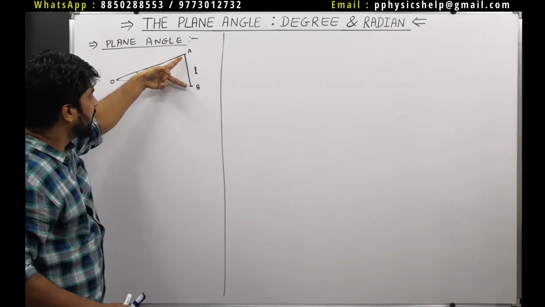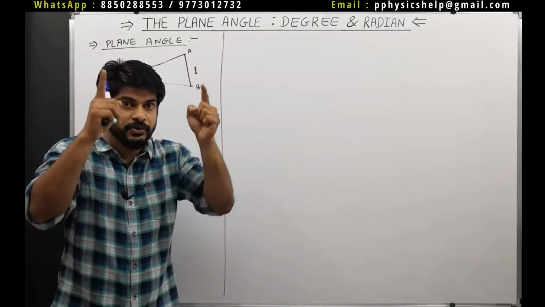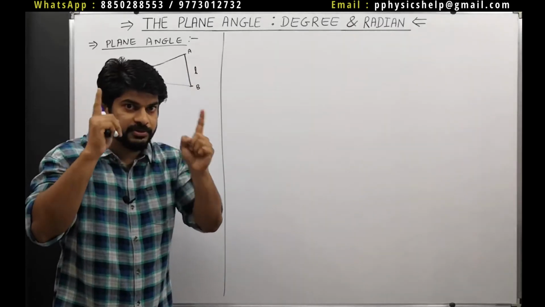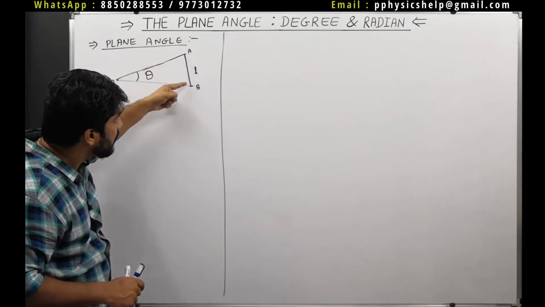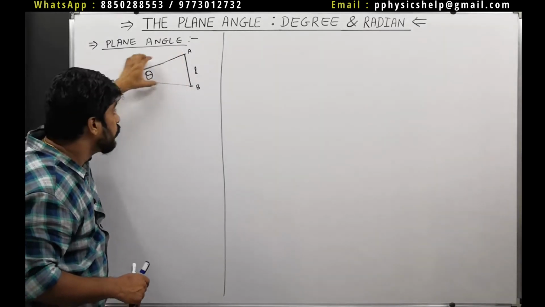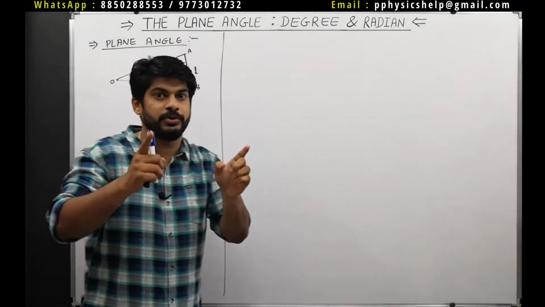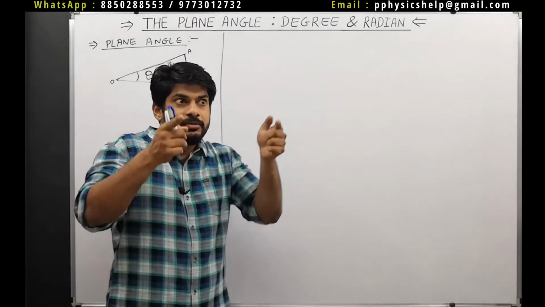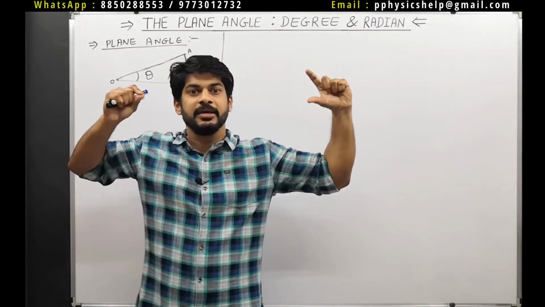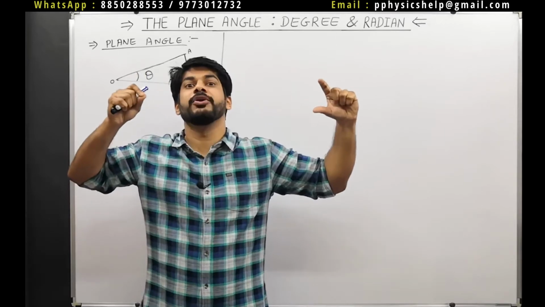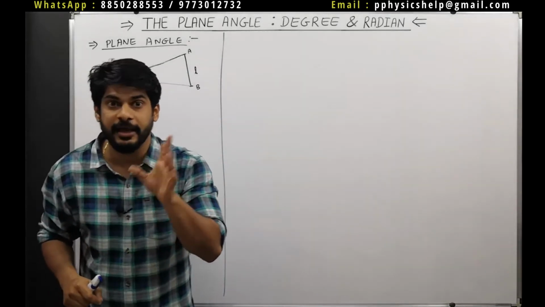The angle subtended by any line, just highlight this word line, remember this. The angle subtended by any line with a given point is called a plane angle. This is very important. There must be some line, and that line must subtend a certain angle with any given point, and that angle at that point is called a plane angle.